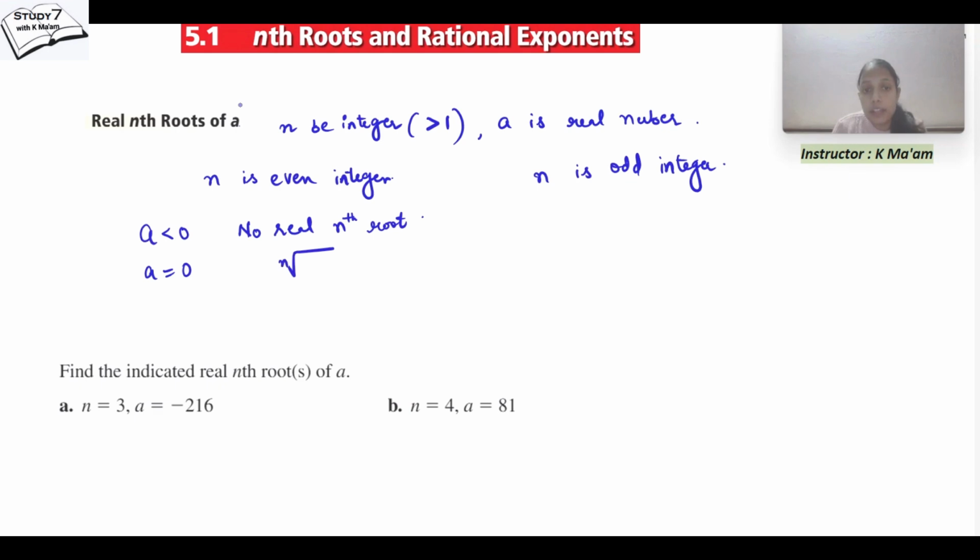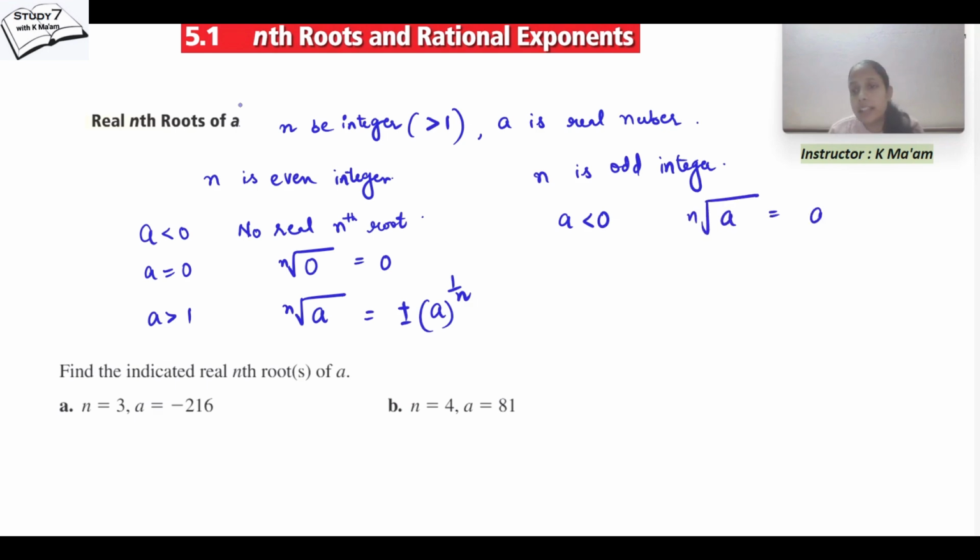If a is 0, then we know that the nth root of 0 is 0. If a is greater than 0 and n is even, then the nth root of a has two answers, plus minus a power 1 by n. And another case, when n is odd. The first case, when a is less than 0, in this case you have one root that can be written as a power 1 by n. Second, if a is 0, the nth root of 0 is 0.